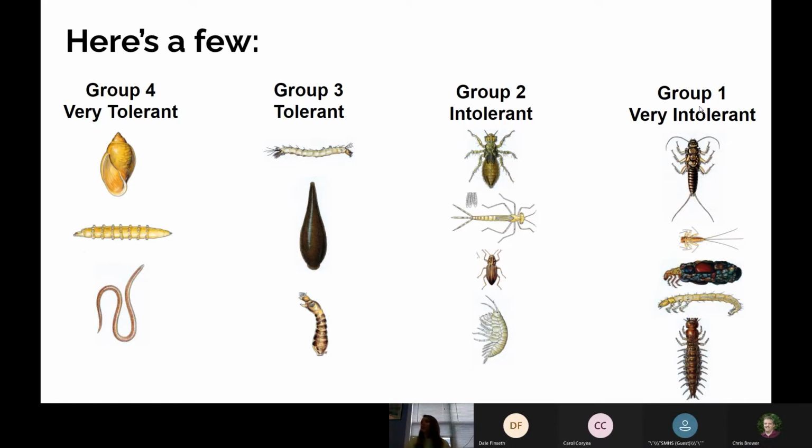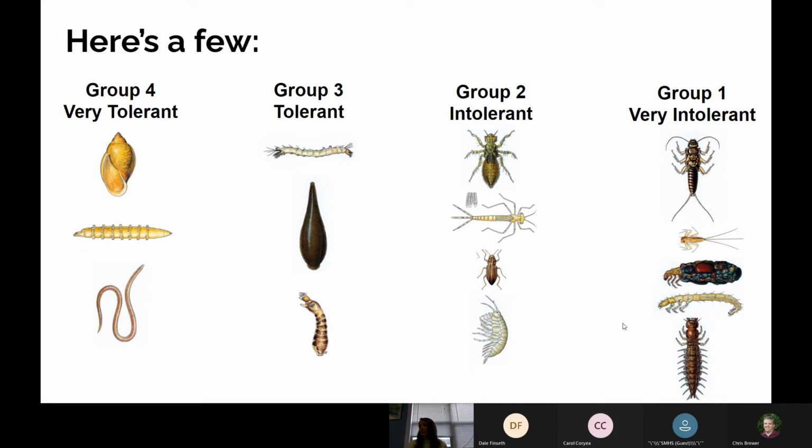So our very, very sensitive macroinvertebrates, the ones that can't handle any pollution, can only be found in really, really clean water, are going to be the stonefly, the mayfly, the caddisfly, which both of these are actually versions of the caddisfly. One just builds a house around itself. The other might use some different methods. They don't always have a house or a cocoon. And then the last one is a Dobson fly larva.